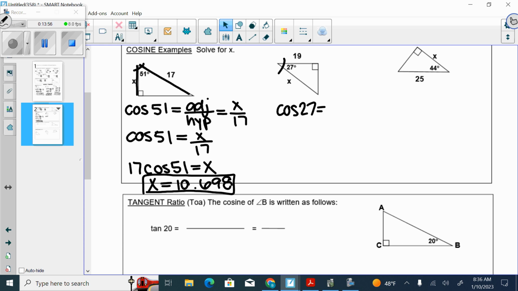Cosine of 27 equals that adjacent, which is the 19, over hypotenuse, which is x. Okay, and just like on the front page, you either think of it as multiplying both sides by x and then dividing, or just put it over 1 and cross multiply, right? So if you are not typing this in your calculator until the end, when you cross multiply, you'll have x times cosine of 27 equals 19, right? And then you're trying to get x by itself, so you divide by cosine of 27. So you'd have 19 divided by cosine of 27.